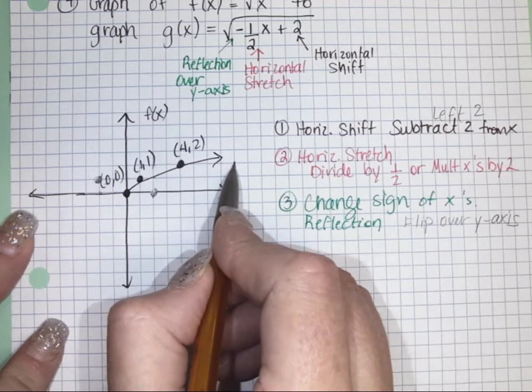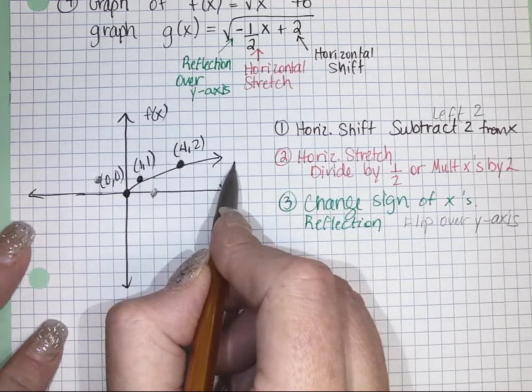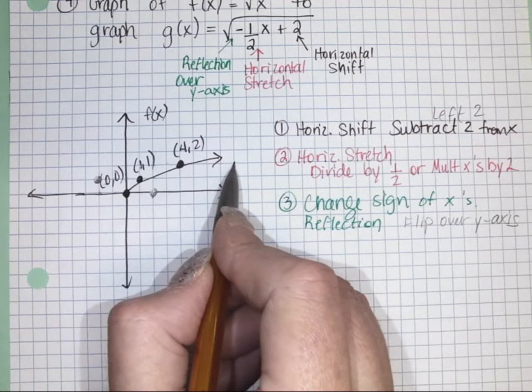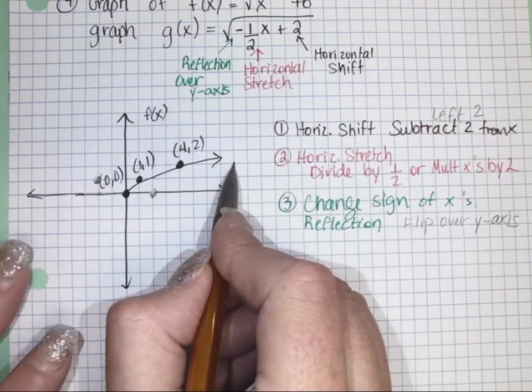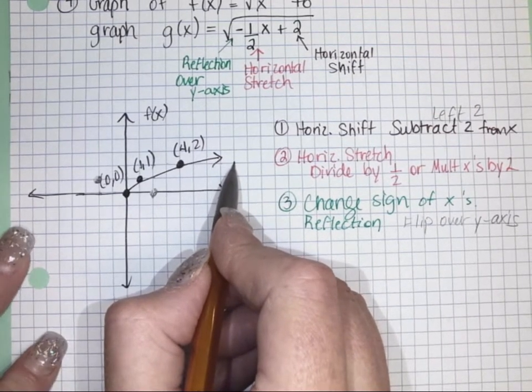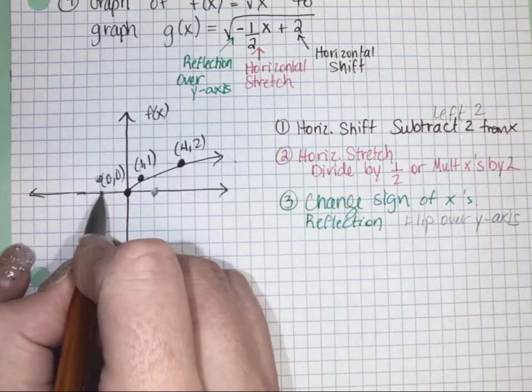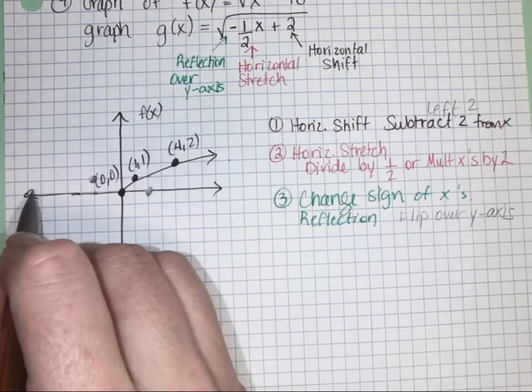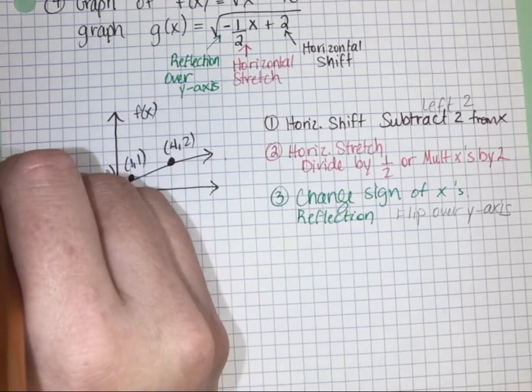So let's go to 8, 2. If I flip that over the y-axis, I'm actually changing the sign of x. So I'm at 8, 2, so my ordered pair is going to become -8, 2. So 1, 2, 3, 4, 5, 6, 7, 8. And then here.